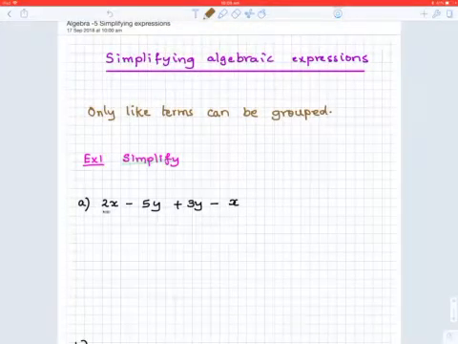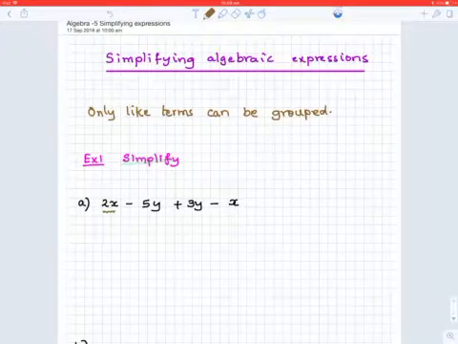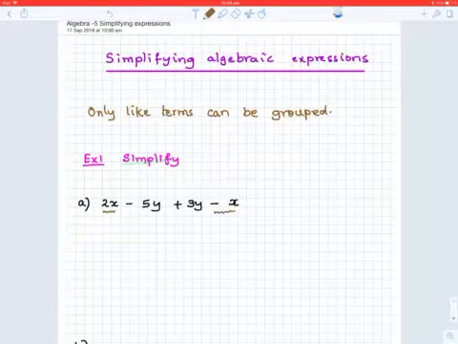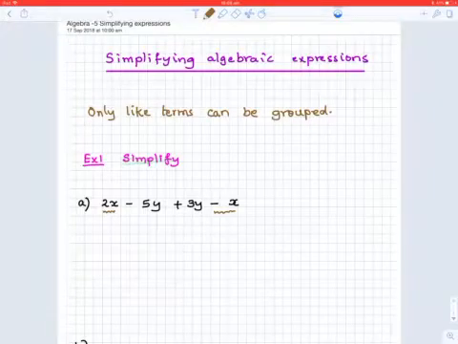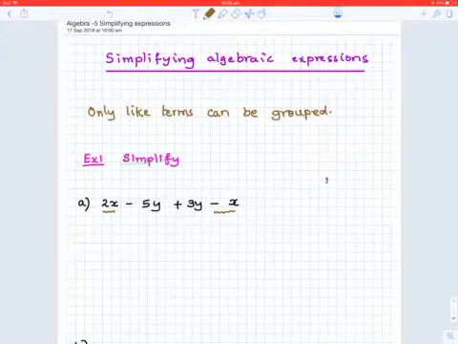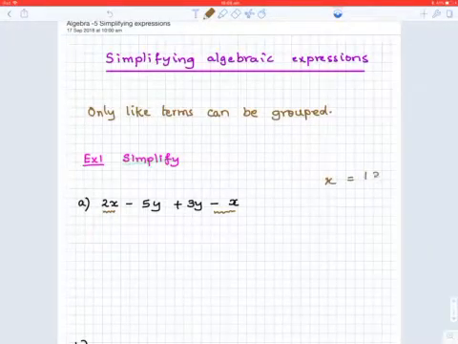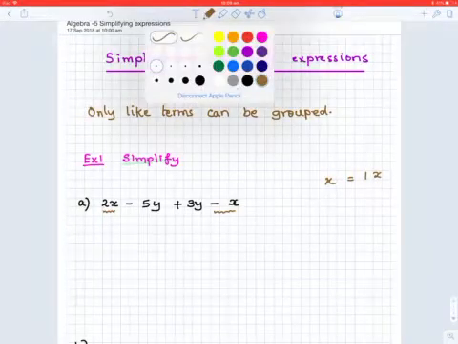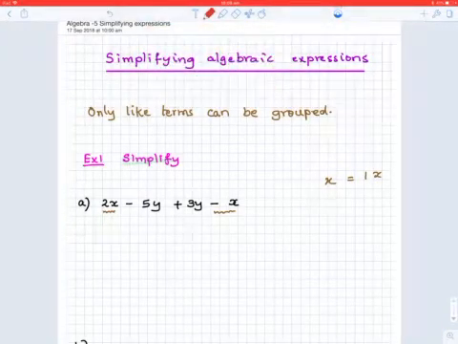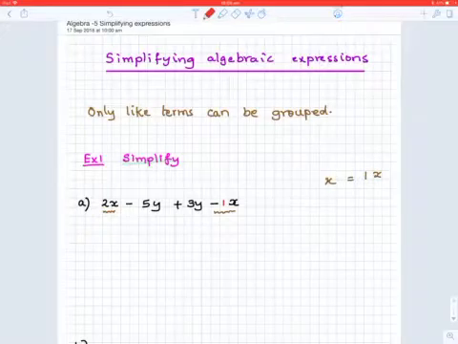Now, 2x and minus x are like terms. When you group, you have to take the sign with it. Another thing, x by itself is 1x. So that means there is a 1 hidden here, so we need to put an extra 1.